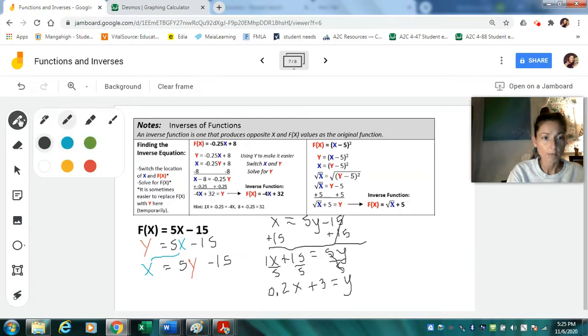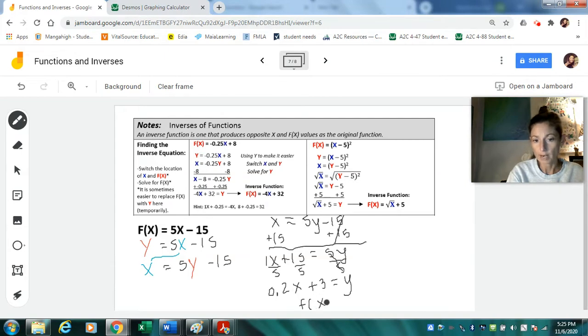And of course, we can then write that in function notation. So that's f of x instead of y equals 0.2x plus 3. And so this is going to be a function that gives opposite x and y values to our original function. And we're going to see that in a moment.